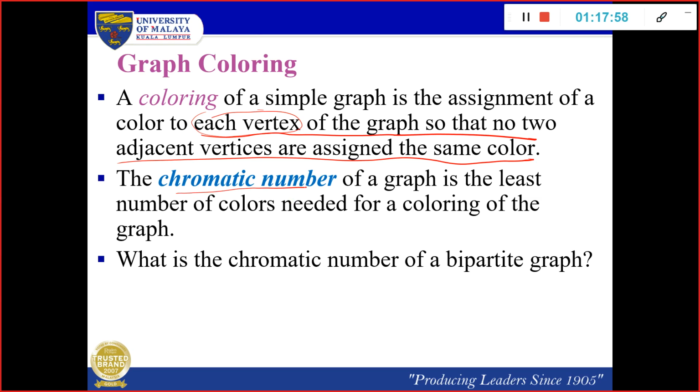What is the chromatic number of a bipartite graph? Bipartite, you can divide the vertices into two sets. Remember that in a bipartite graph no two vertices within the same set are connected. So how many colors for a bipartite graph? There cannot be two adjacent vertices with the same color. So for a bipartite graph, how many colors minimum? Anyone? How many colors? You have region A, you have region B.